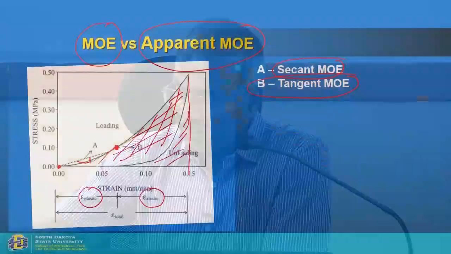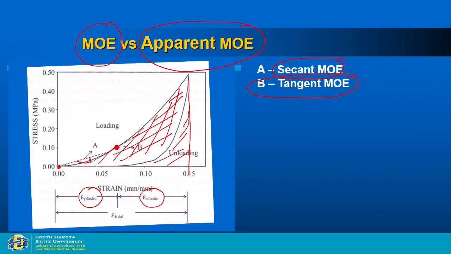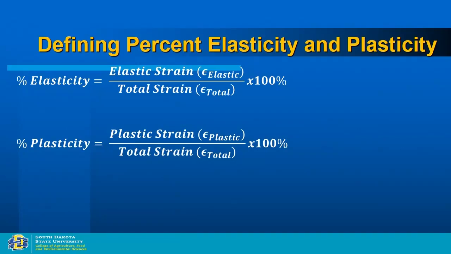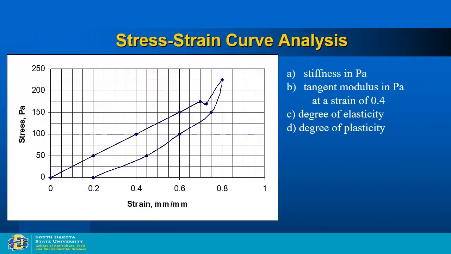Okay, I think we are running short of time. I think we are still recording things. So this is how you calculate the percent elasticity. Okay, we are going to do one more calculation. This is your classical example. This is the loading curve. This is the unloading curve. So let's calculate one by one.